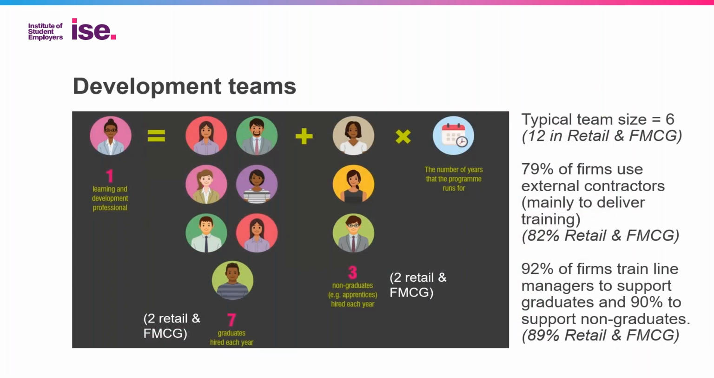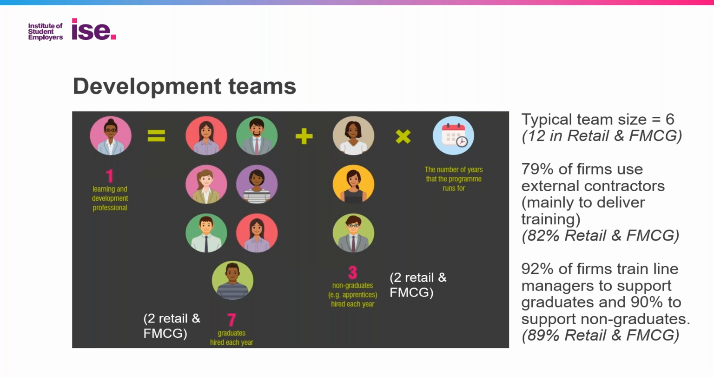So, if we look at the size of the development teams that a typical firm is having, we figured it out and it looked something like this. So for every learning and development professional that a firm has, they will have about 7 graduates and about 3 non-graduates. And then obviously, depending on the length of the program, a typical program is about 2 years. And so that will probably mean that for every learning and development professional you have, each year you're taking in around about 20 graduates. That was the kind of frame that we had.